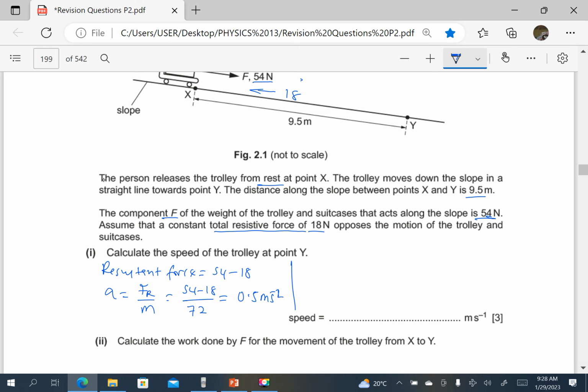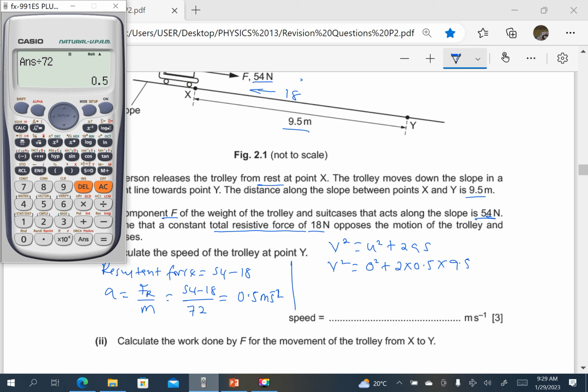So now we can find the speed. We can use equations of motion. Since we have displacement, we have the initial velocity as zero because it was released from rest. So it means we can find the velocity at Y using the equations of motion, since the acceleration is constant. So we are going to find the speed using v squared equals u squared plus 2as. So v squared is going to be 0 squared plus 2 times the acceleration, which is 0.5, then times the distance, which is 9.5.